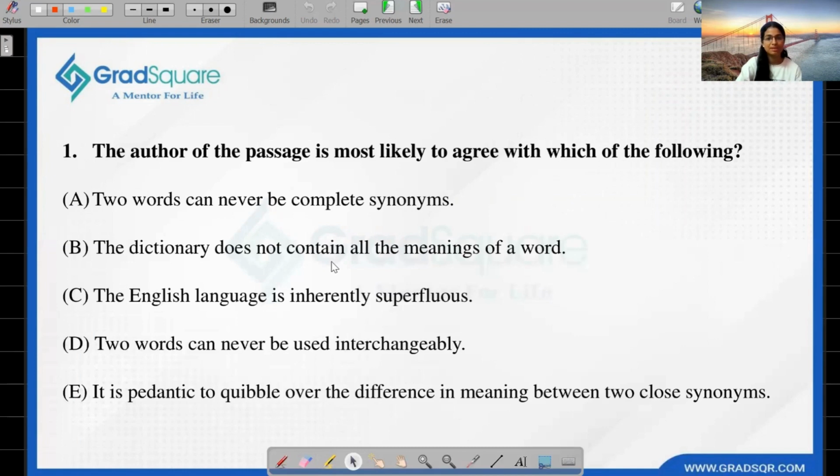It is pedantic to quibble over the difference in meaning between two close synonyms. So the author states at the end of the first paragraph that he belongs to the opposite group for whom such differences have significant value. So again, it doesn't make any sense. So we are eliminating option choice E as well. So the answer for this particular question is A. So let's move on to the next question.